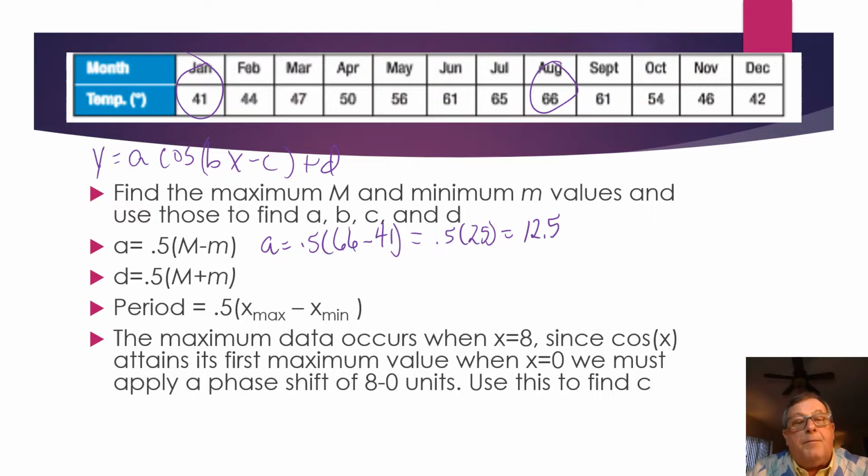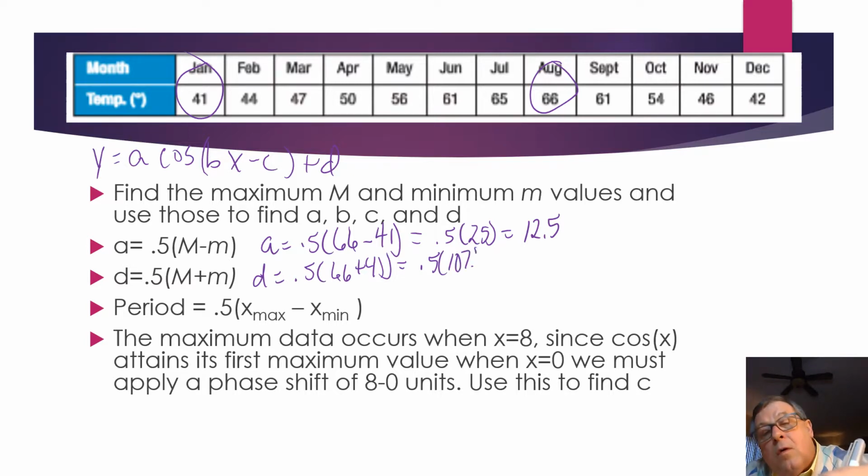And we're going to find D next, our vertical shift. A, of course, is our amplitude. D is our vertical shift, and we can find it by 1/2 times the maximum value of our data set, y, plus the minimum. So we got D equals 0.5 times 66 plus 41, and that's going to be 1/2 times 107, or 107 divided by 2, 53.5.